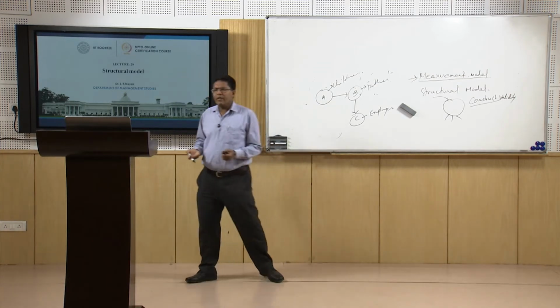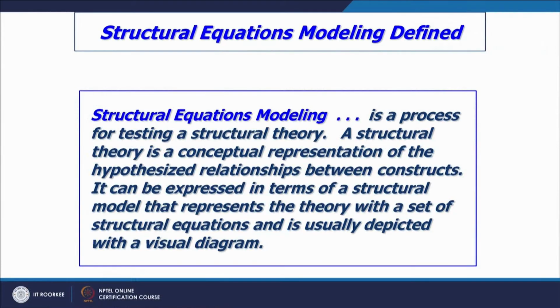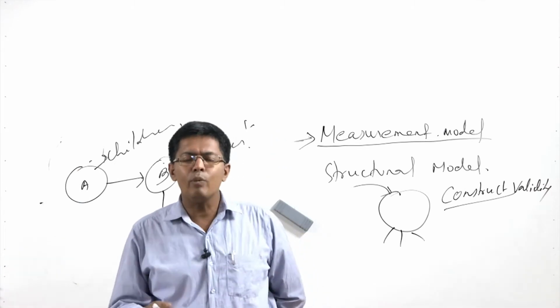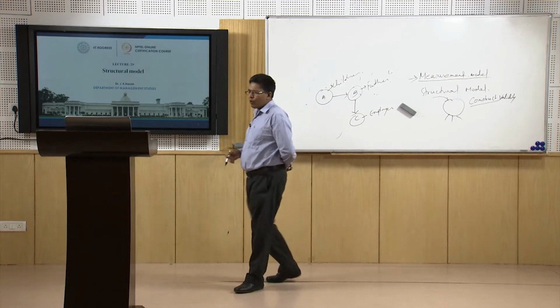To do that, we use structural equation modeling. It is a process for testing a structural theory, right. A structural theory is a conceptual representation of the hypothesized relationships between the constructs. Now, these relationships that we have built are hypothesized relationships, we are yet to prove them, right. So, how do we prove it? Now, we will see.